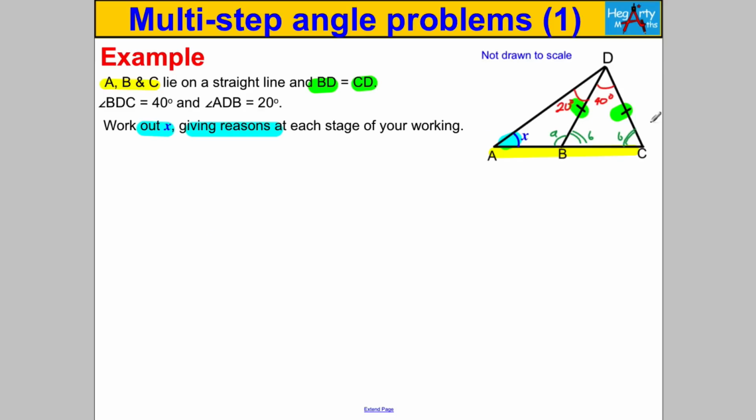So what I can do is I can say to myself that if I consider this triangle here, that's an isosceles triangle. So I can state that angle DBC must equal angle BCD, and I can say DBC is an isosceles triangle. So I'm just going to write that in brackets.